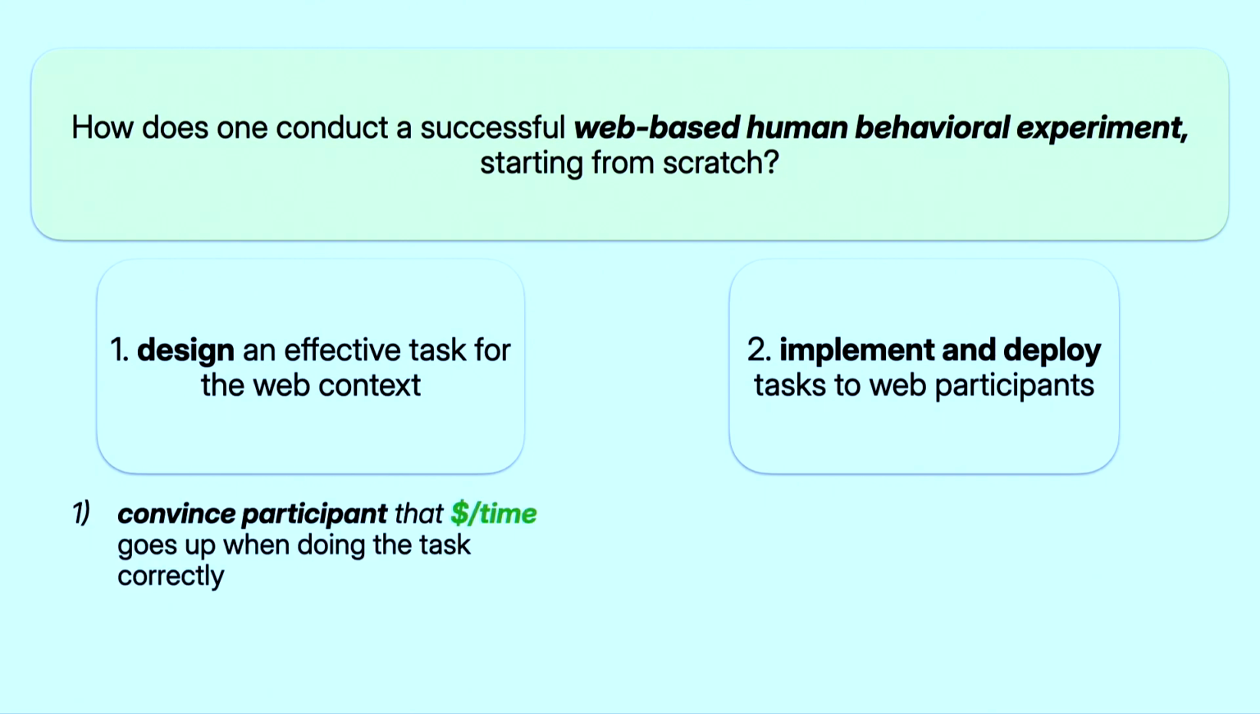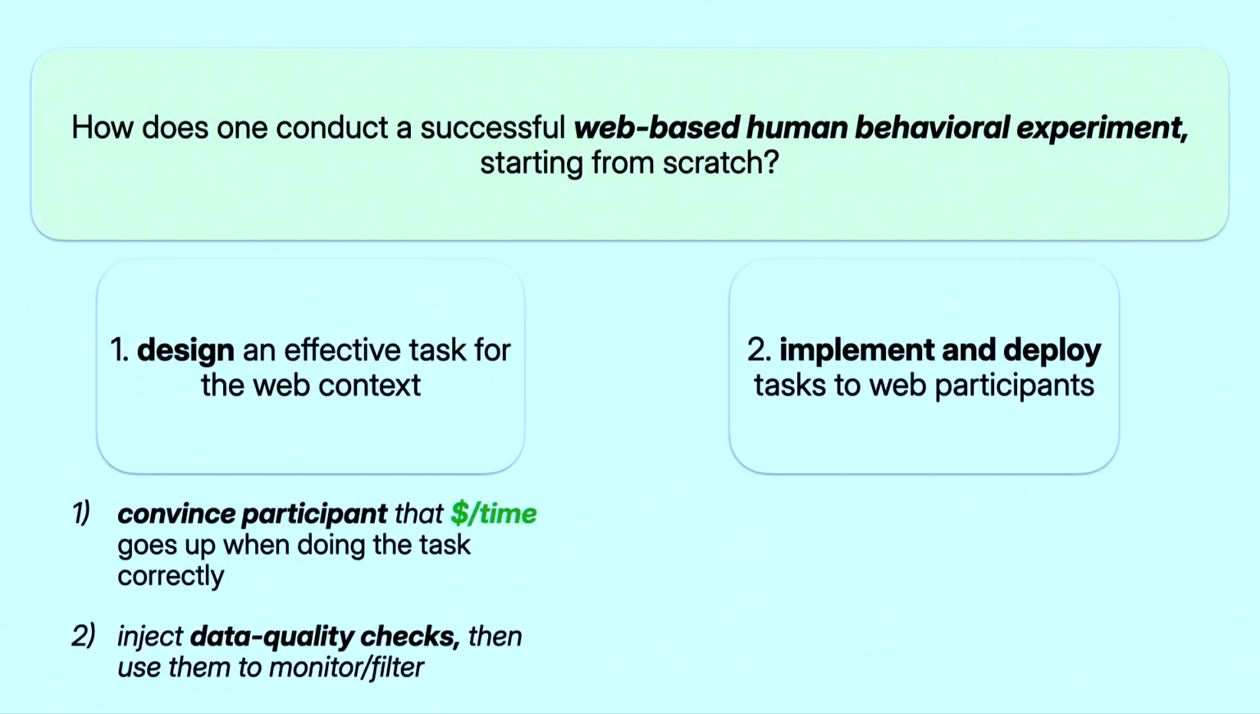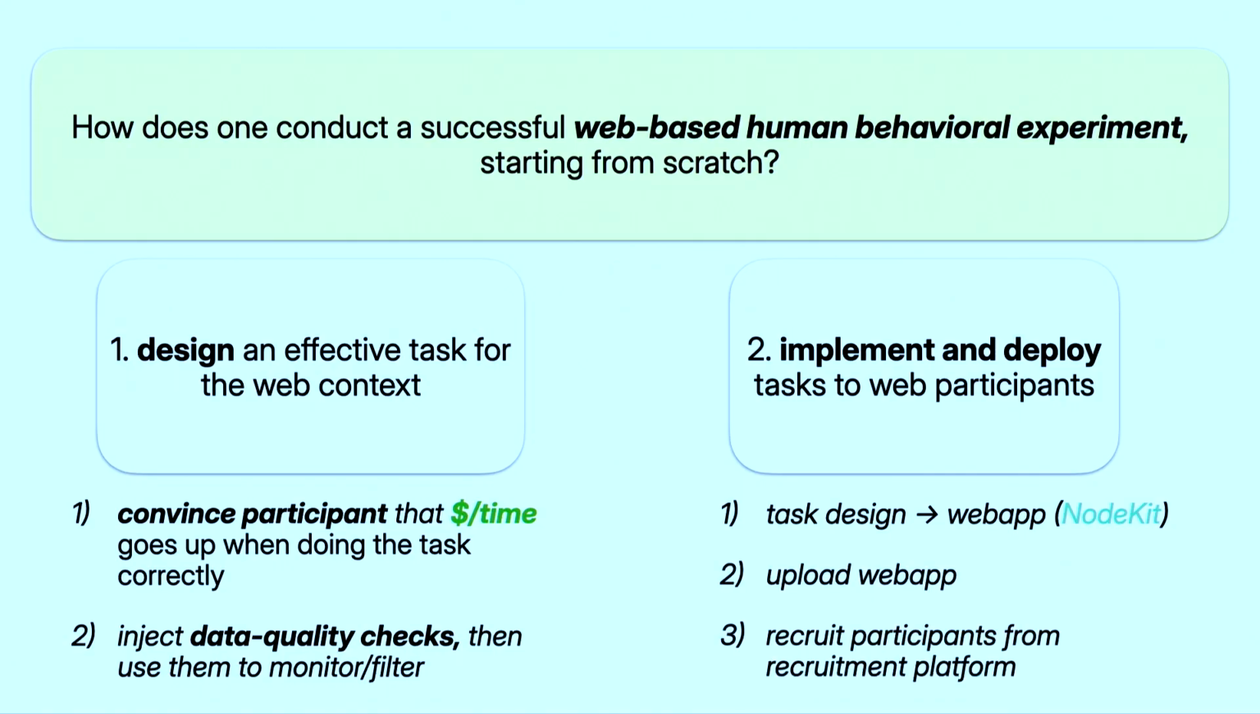One, let's design an effective task for the web context. Keys there are convincing people that doing the task correctly improves their earnings per unit time. Second, it's really important to inject data quality checks. And secondly, I gave you a very brief overview on what it takes to actually deploy this to the web. So, got to write a web app, upload it, then recruit people from a recruitment platform.